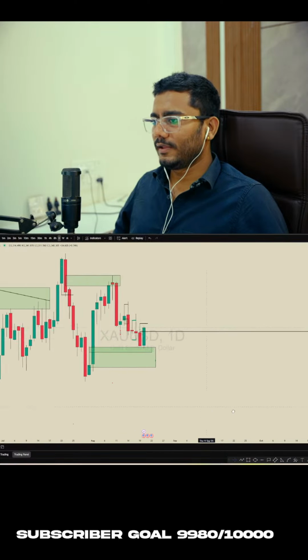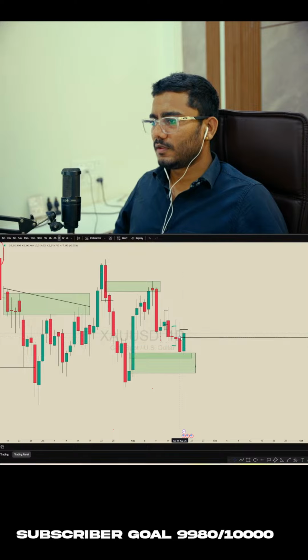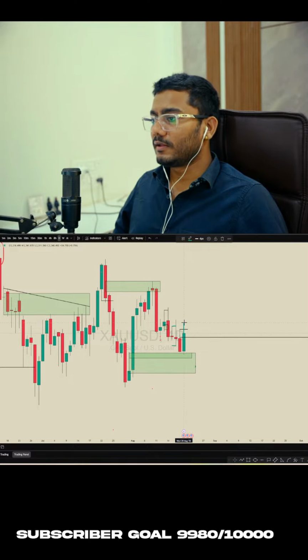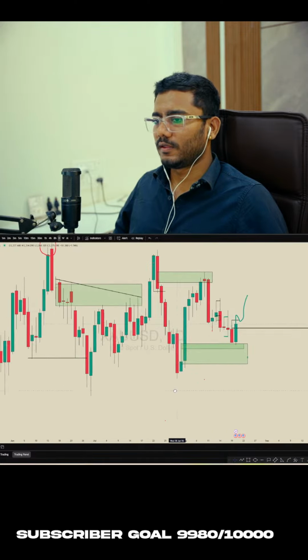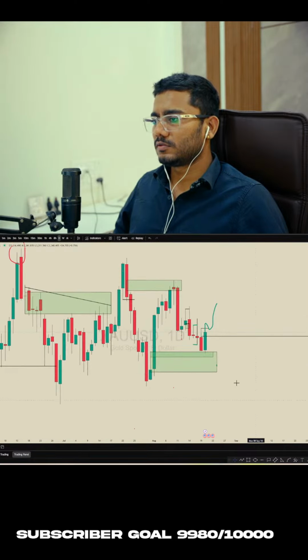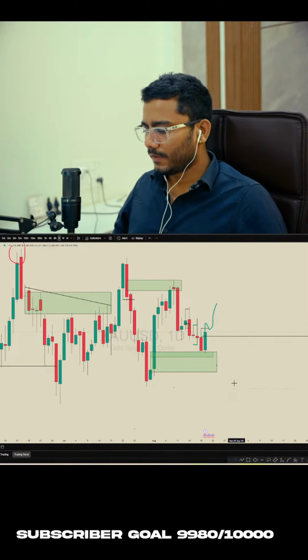But if you look at daily here, this candle has been engulfed 90%, only 10% is remaining, and probably it can continue to the upside. Here we can see the same thing happening. So we can look for continuation trades to the upside.